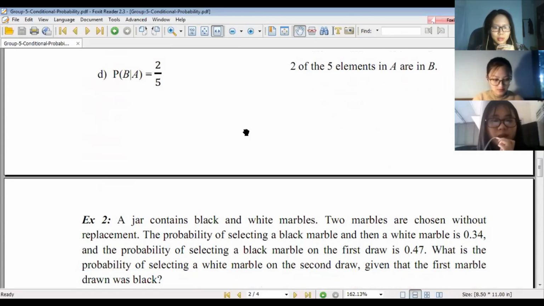The probability of selecting a black marble and then a white marble is 0.34, while the probability of selecting a black marble on the first draw is 0.47. So can anyone give me the probability of selecting a white marble on the second draw, given that the first marble drawn was black?